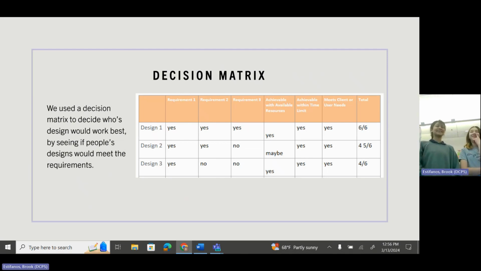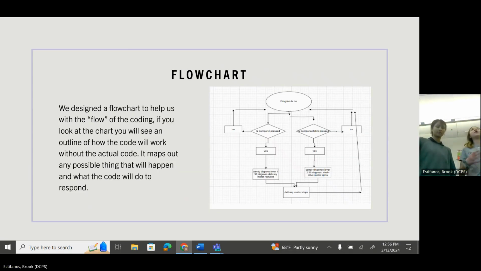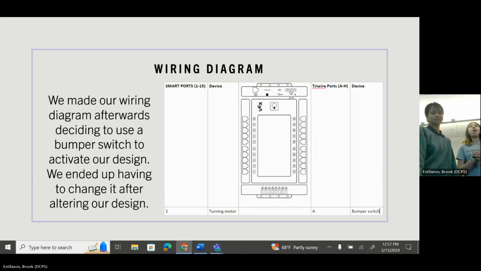We used decision matrices to decide whose design would work the best by seeing if people's designs would meet the requirements we have. Overall, our designs did pretty well, as we had 5 to 6, and a 4 out of 6 in total. But we ended up combining 2 of our designs. Flowchart. We designed a flowchart of the coding. If you look at the chart, you will see an outline of how the code maps out any possible thing that will happen and what the code will do to respond to it. Diagram. We made our wiring diagram.